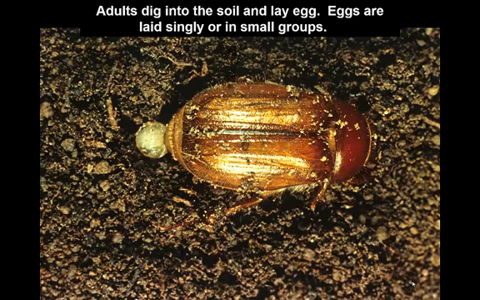The eggs are going to be laid in the soil, and this is going to be done by the adults digging into the soil. They will lay a small group of eggs. They're usually very specific about where they will lay their eggs. They're very sensitive to soil moisture, and will lay in some areas of the lawn, perhaps not in others, because the conditions are appropriate in one site and not the other.